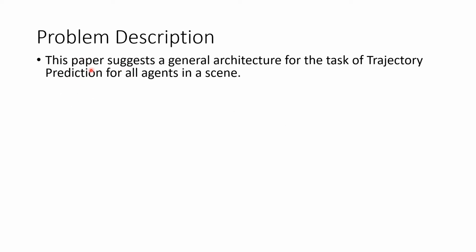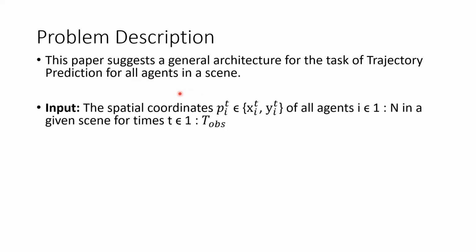Okay, so let's start with the problem description. This paper suggests a general architecture for the task of trajectory prediction for all agents in the scene. The input is a spatial coordinate p_i^t, which is the position for each agent, represented by x and y, for all agents i in the range of 1 to n, for a given duration ranging from 1 to t observation.